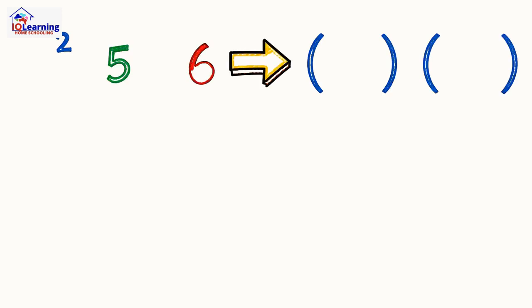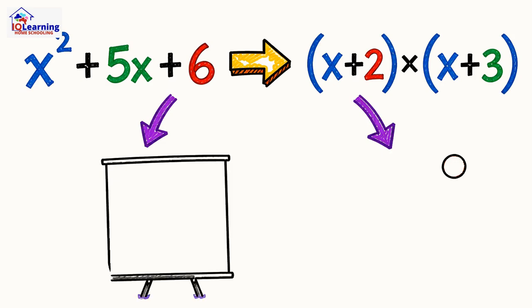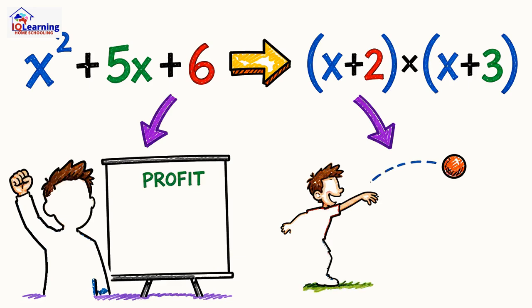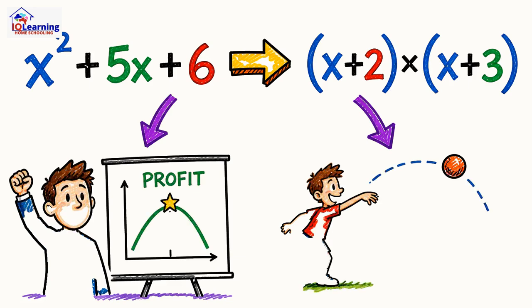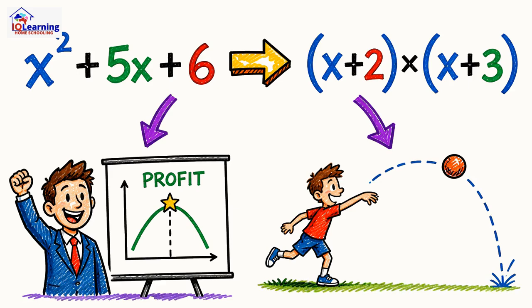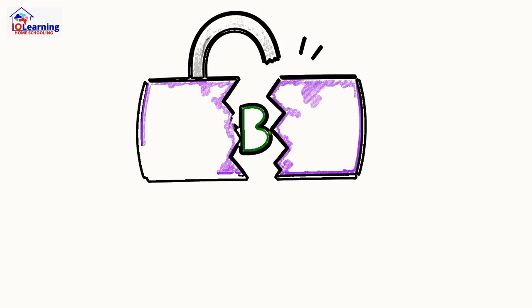Why do we spend so much time learning to factorize quadratics? Turning an expression like x squared plus 5x plus 6 into two neat brackets isn't just a classroom puzzle. It's the key to solving real-world problems, from calculating a company's maximum profit to predicting exactly when a thrown ball will hit the ground. The entire process hinges on one simple, powerful idea: the Null Factor Law.